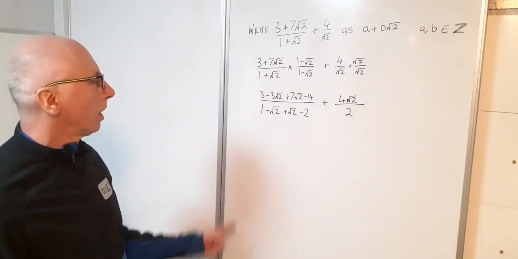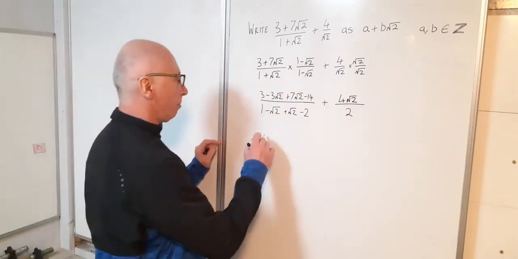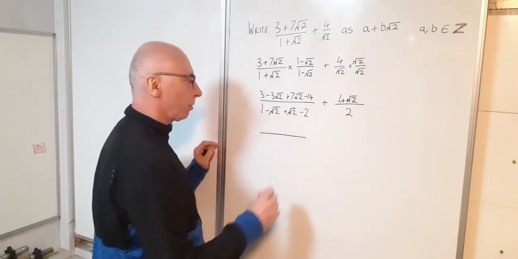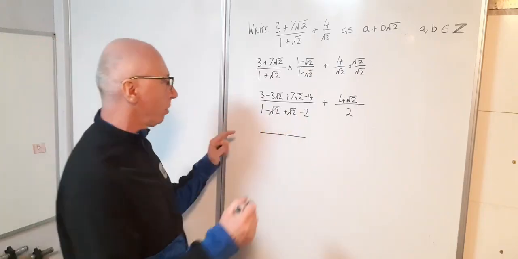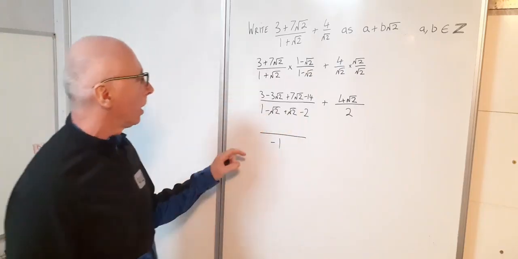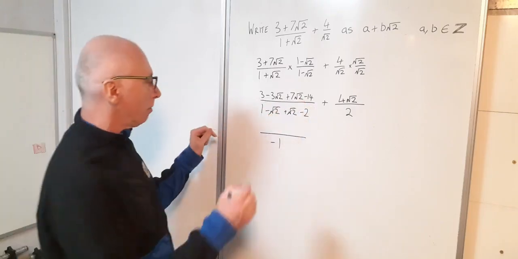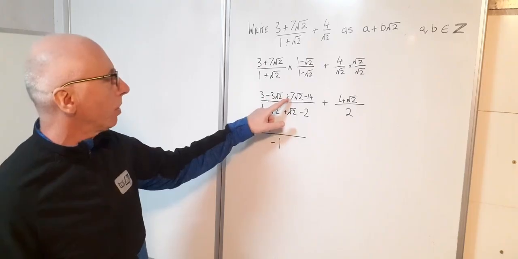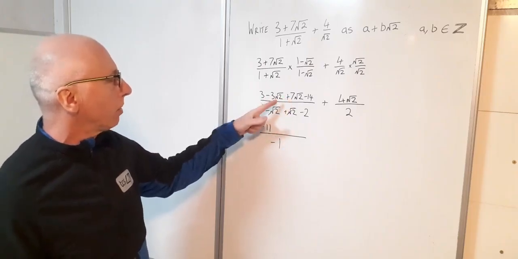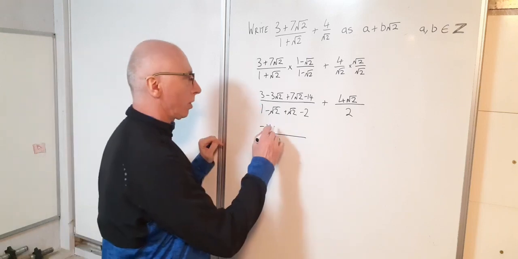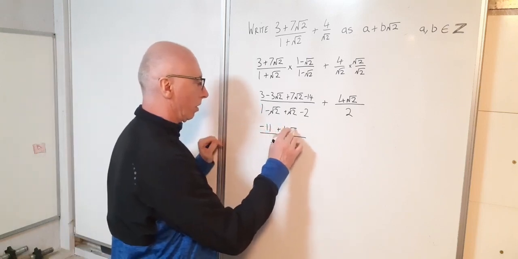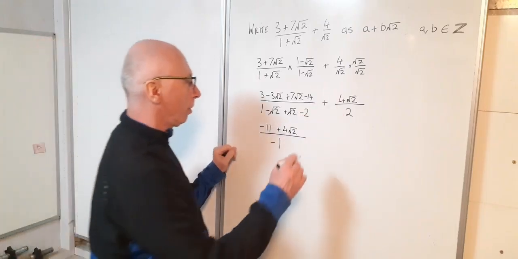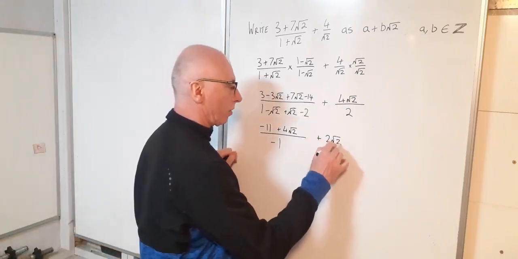Now what can I do? Let's simplify both terms. So here I've got 1 minus root 2 plus root 2, they cancel out. Minus 2, that just becomes minus 1. Then I've got 3 minus 14, that's minus 11. And then minus 3 root 2 plus 7 root 2, that's just going to give me plus 4 root 2. Okay, and now here I've got 4 root 2 over 2, which is plus 2 root 2. Those two just cancel out.